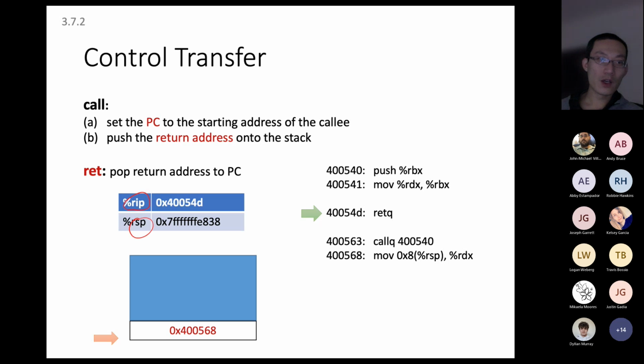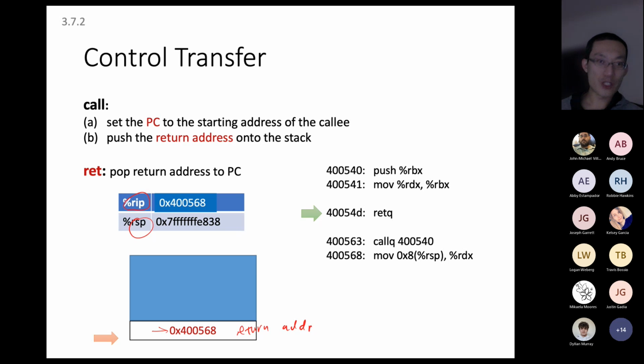For RSP, we still point to the top of the stack. And if you look at the stack, 568 is the return address. So the callee knows what the return address should be by looking at the stack. Now we are about to do the return. When we do return, there are several things to do. First of all, the callee would move this return address to RIP. This should happen. We need to jump back to the caller function.